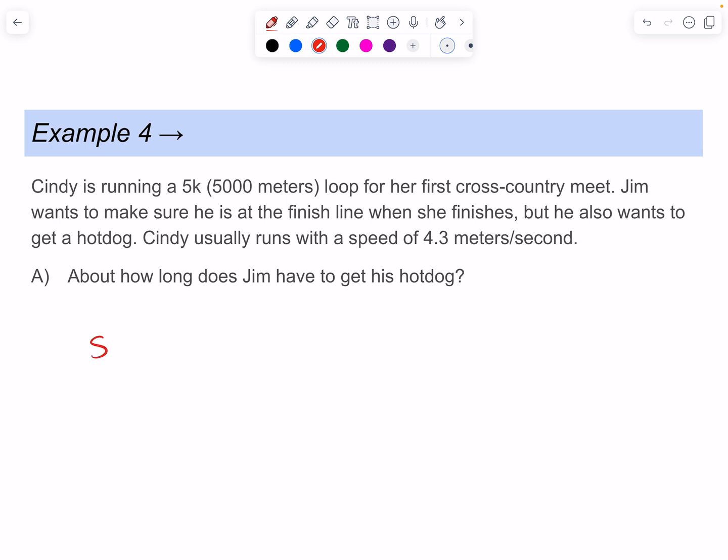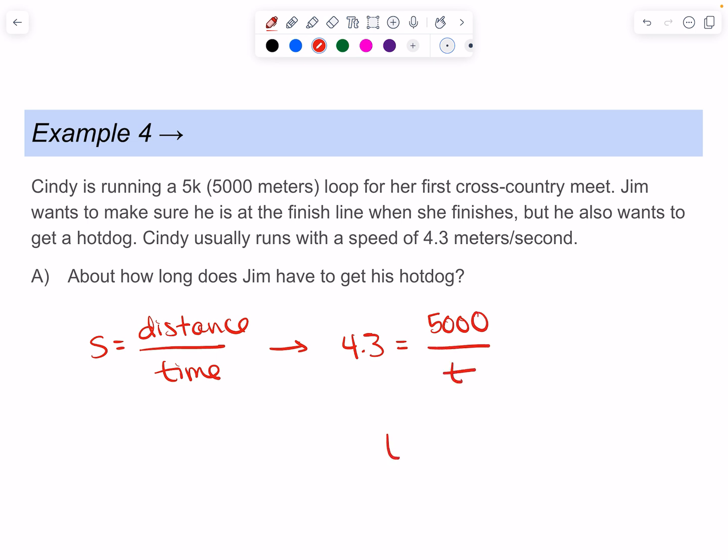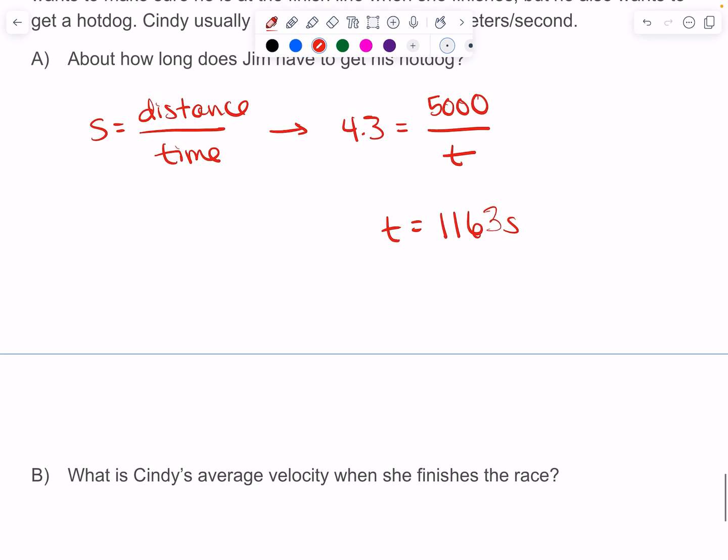Well, if I'm looking for time, right, I have a couple variables to play with. I know speed is distance over time. We know that she runs with a speed of 4.3 meters per second. She's running a total distance of 5,000 meters. So how long is that going to take? I can do some rearranging here to find a total time of 1,163 seconds. That's how long he has before she finishes the race.